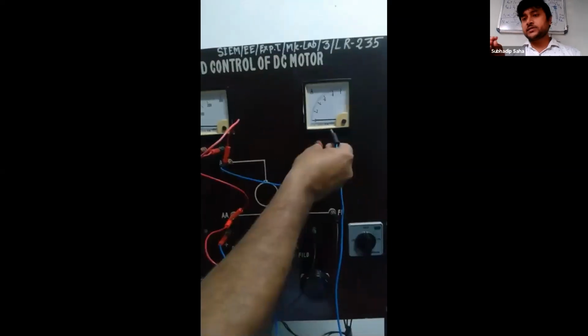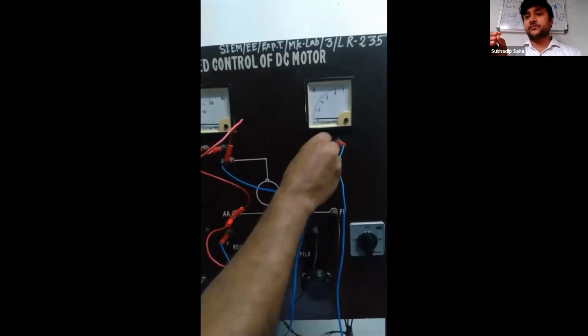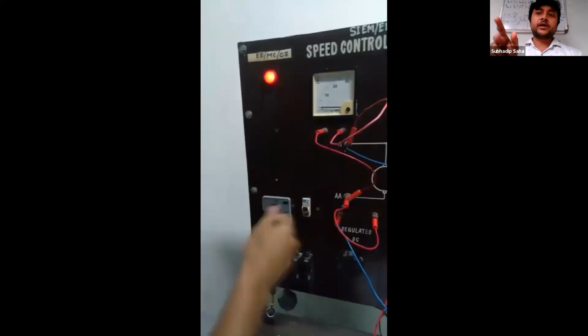When the connection is coming as negative, when the value is coming as negative, you have to reverse the terminal, so that polarity will change.